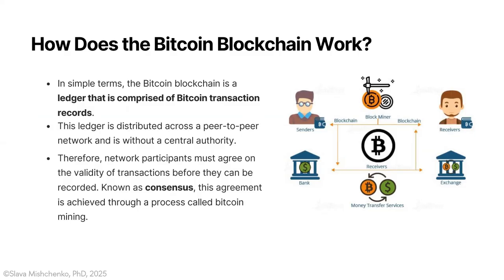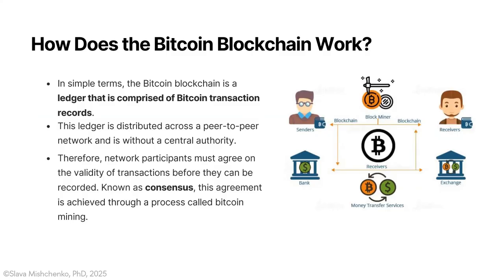I find this diagram particularly helpful in explaining the system's architecture that you can see on the slide. So looking at this illustration, you can see the key components of the Bitcoin ecosystem. So let me break it down for you. At the top, we have a block miner who plays a crucial role in validating transactions. And on the left and the right, we have senders and receivers.